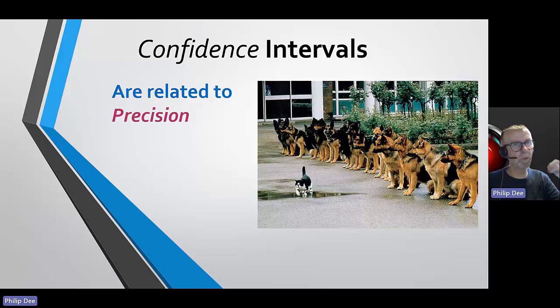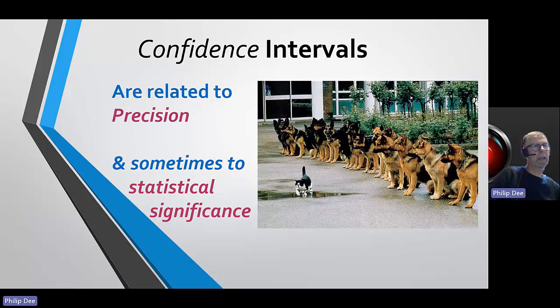Now, confidence intervals on a single measure are generally an expression of precision, of repeatability, of reliability of a measure, but sometimes, and this is only when it's a confidence interval assigned to a difference, that's when it's related to something called statistical significance. So let's just unpack that a little bit.